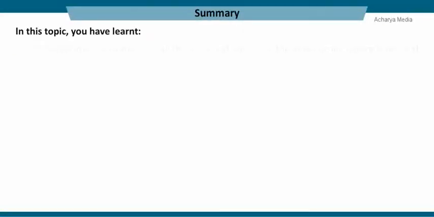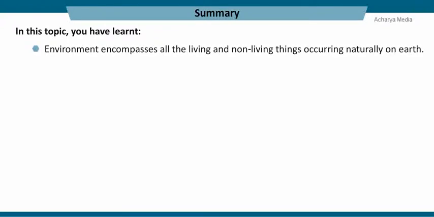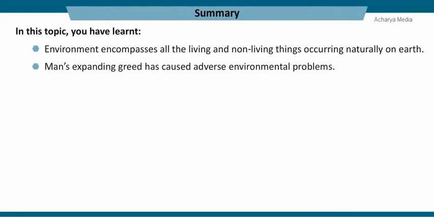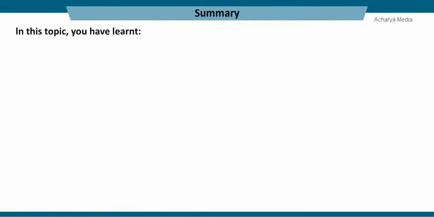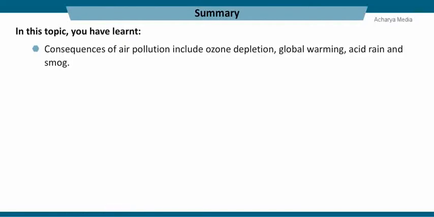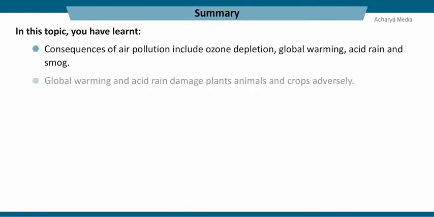In this topic, you have learned that environment encompasses all the living and non-living things occurring naturally on Earth. Man's expanding greed has caused adverse environmental problems. The types of pollution include air pollution, water pollution, land pollution, noise pollution, pollution by biomedical waste, pollution by e-waste, and pollution by mining. Consequences of air pollution include ozone depletion, global warming, acid rain, and smog. Global warming and acid rain damage plants, animals, and crops adversely.